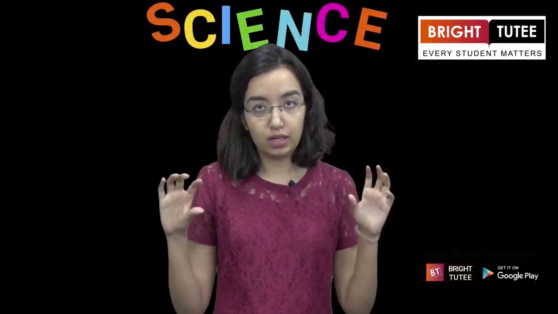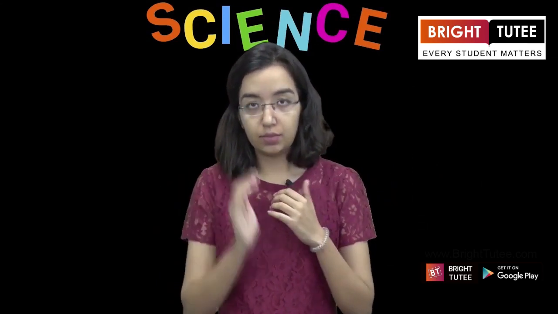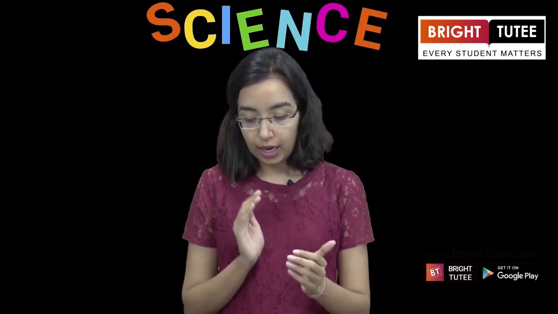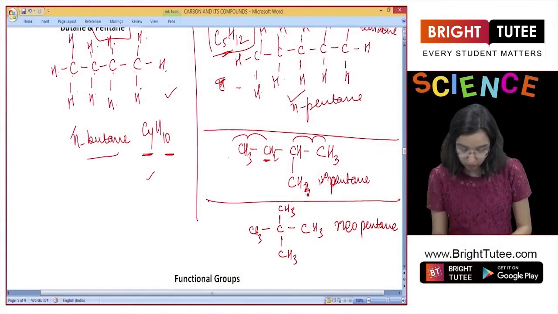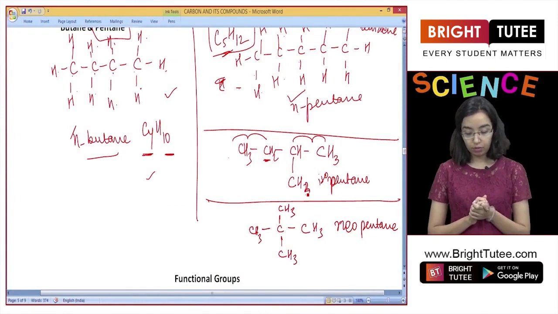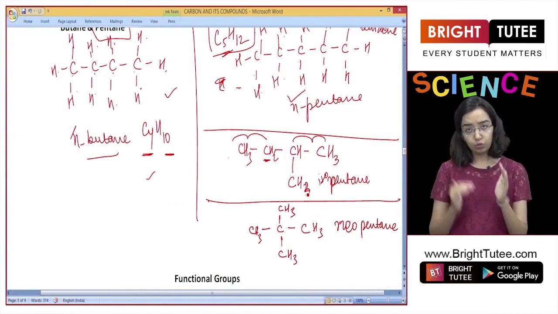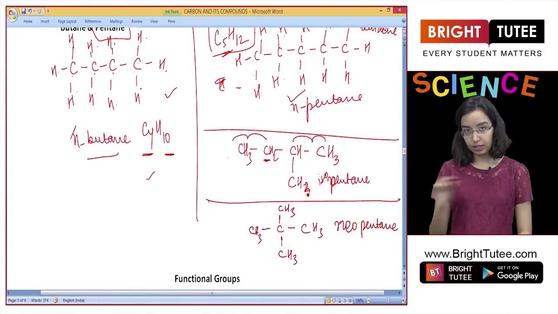In n-pentane, it's a straight long chain. In isopentane, there's a branch on the second carbon atom, and actually this would be H3. And in the third form, neopentane, there are two branches on the middle chain of carbon.